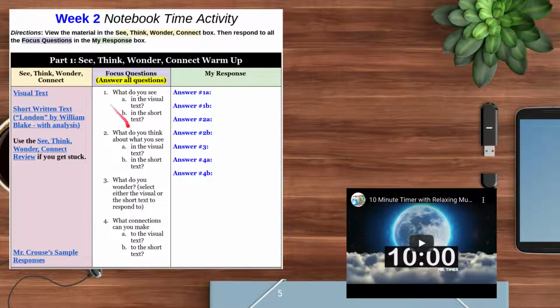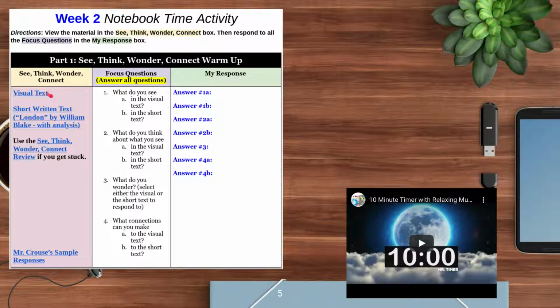You'll notice that each of the 4 questions has a part A and a part B. What do you see, A, in the visual text? And then over here it says answer number 1A, right? That's where you would put that answer. What do you see in the short text, right? The poem, that would go here in the 1B section. Let's take a look at this one part at a time.